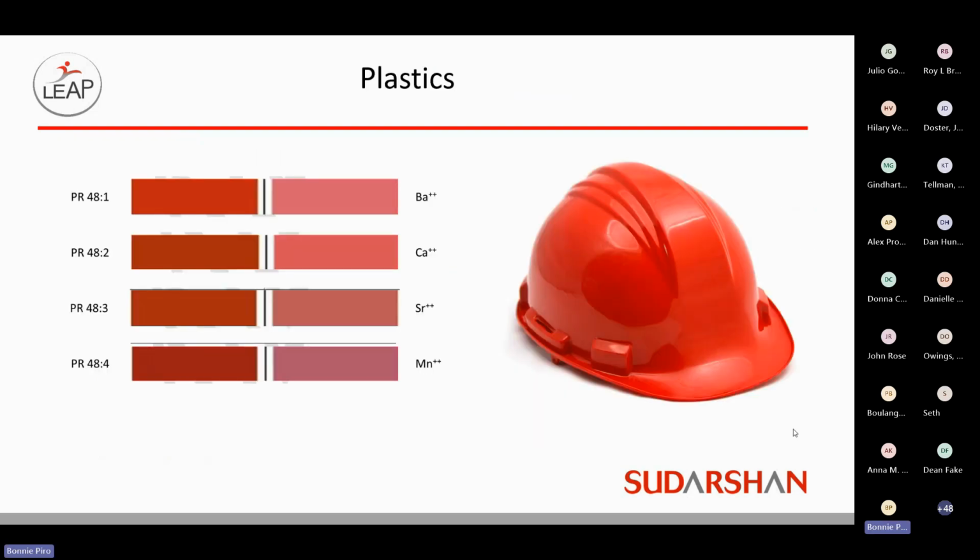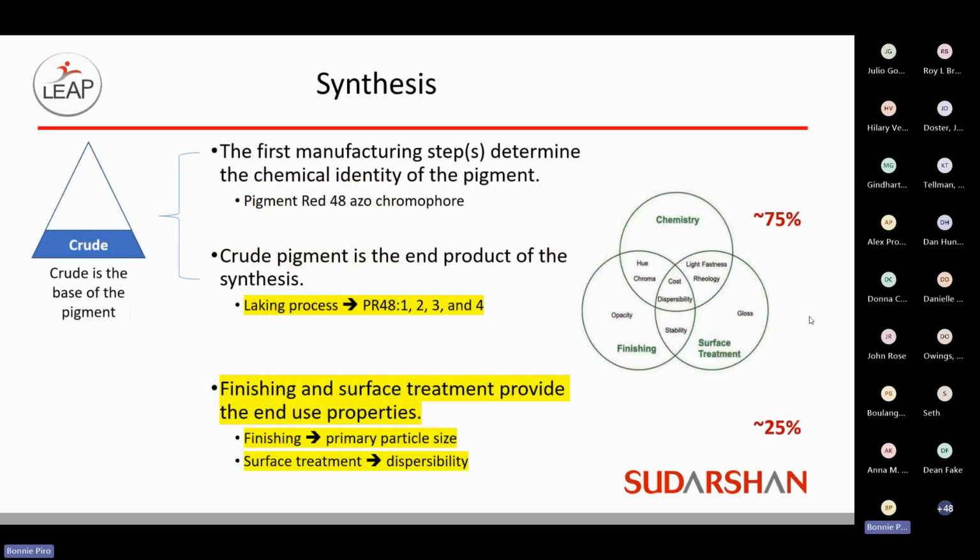So we'll go ahead and get started with a view into the plastics areas. As I mentioned, 75% comes from the synthesis, and the remaining comes from the finishing area. And so first we'll take a look at the four chemistries in comparison to one another. So this will also be a combination of the chemistry as well as the finishing.